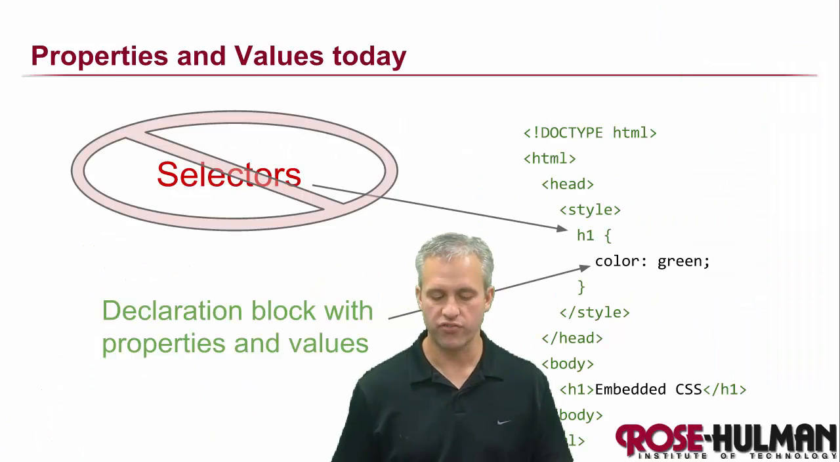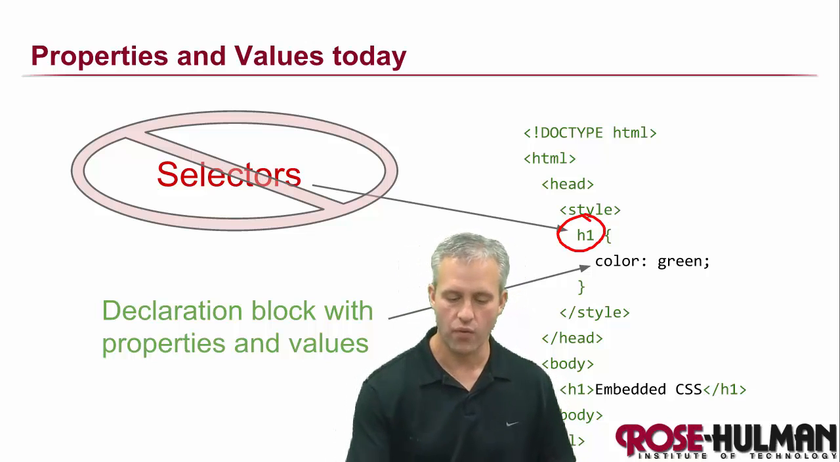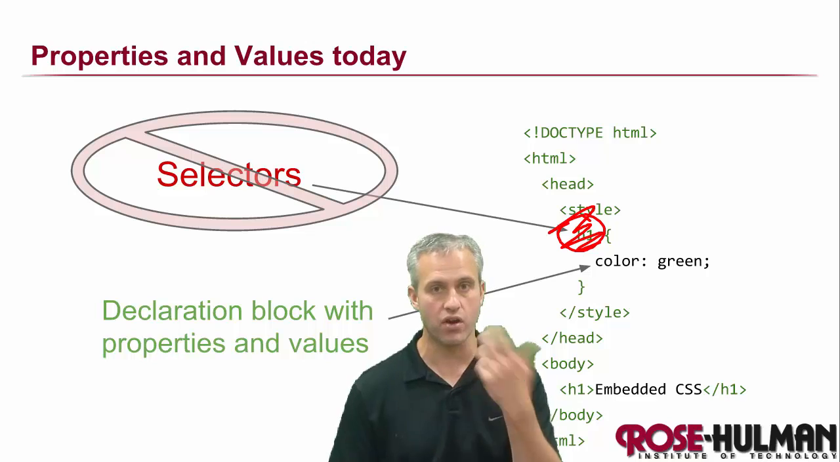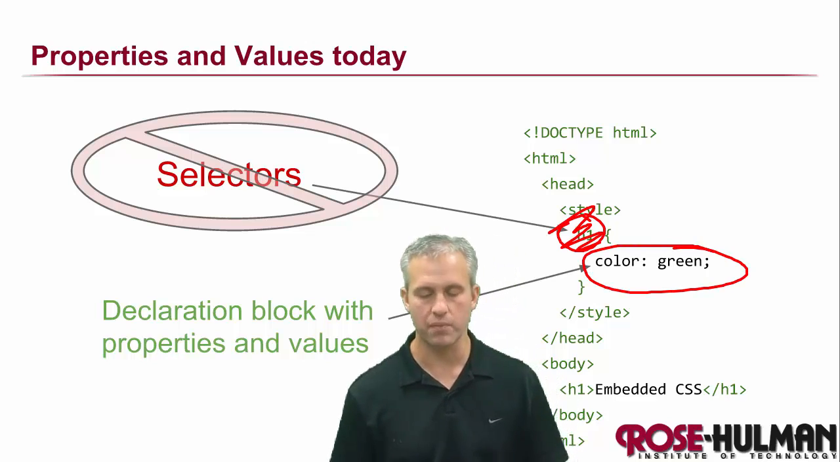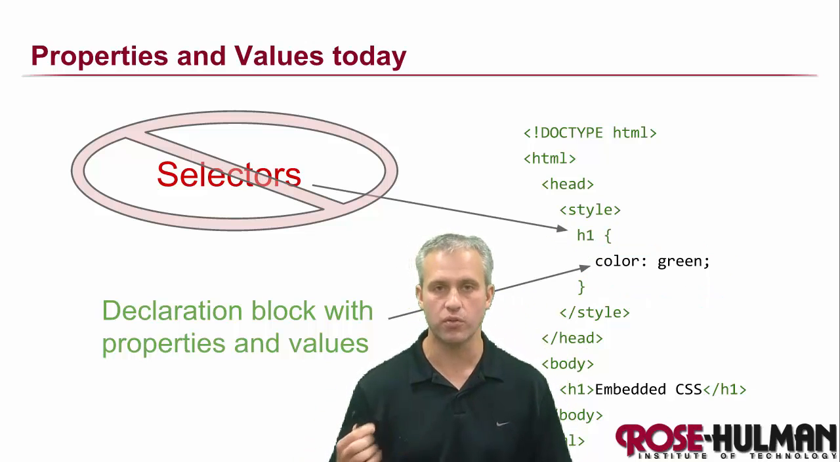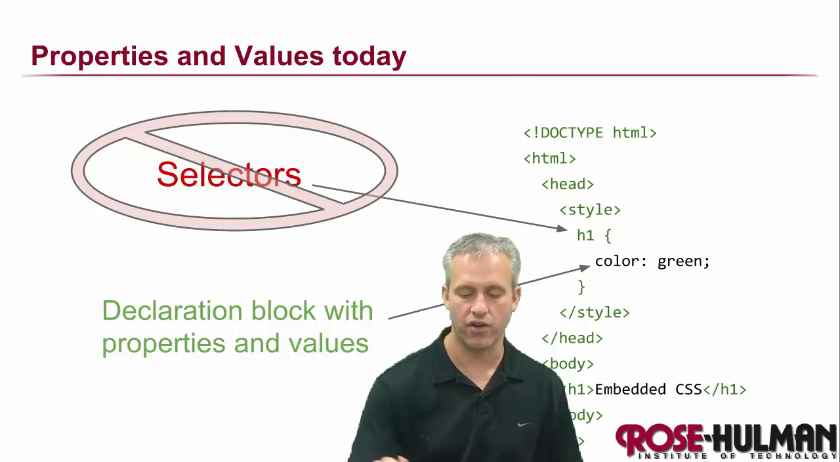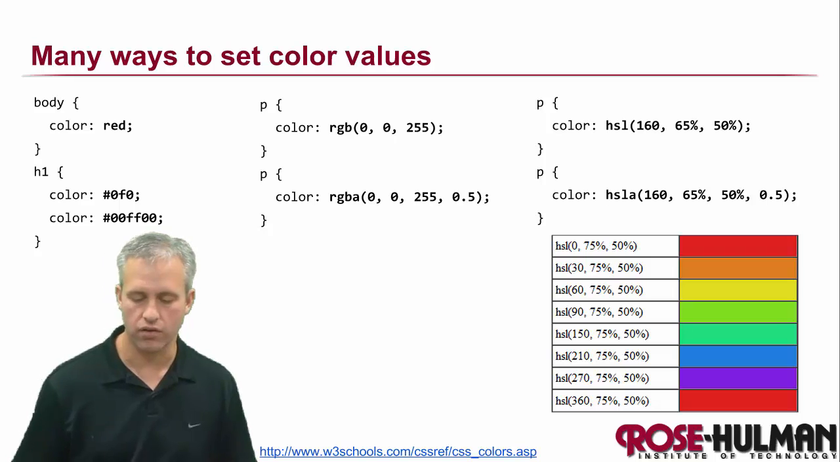This lecture is very different than the last one. The last one was all about the selector. We really don't care about the selector this time. That's always going to be a given thing in your exercises. What we're going to be doing is setting a property and a value related specifically to the properties we're looking at, font, background, and border today. All of these rely on color, so let's talk about color first.